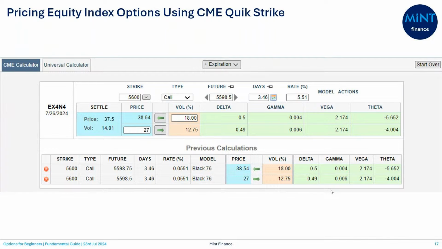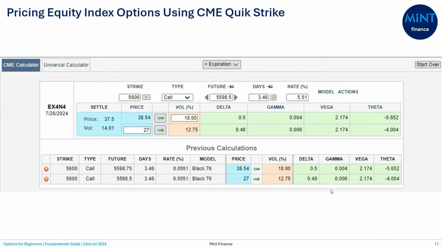So one of the ways that we can do that is using the CME calculator. That will just allow us to input the characteristics of the option, and then it will calculate the price of that option for us. This is a very valuable tool, and it's available in CME QuickStrike. In case you don't know, QuickStrike is a platform. It's freely available, made available to any CME free account holder, and it allows you to access a lot of useful tools like this.